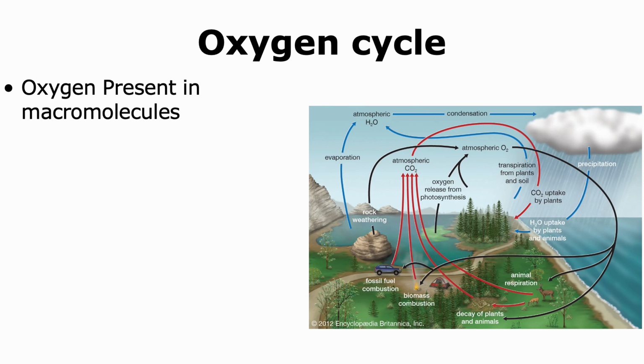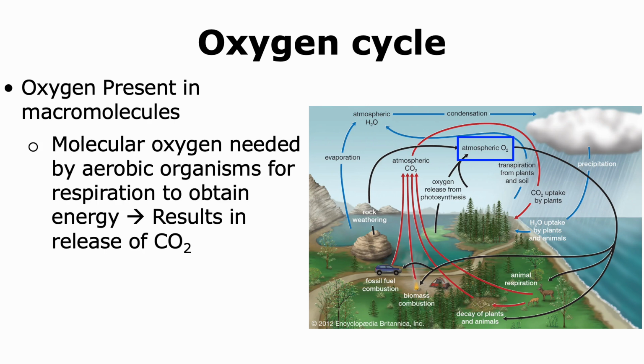Oxygen is an important component in living organisms because it is present in all macromolecules. Oxygen is present in the atmosphere as molecular gaseous oxygen. It is needed by all aerobic organisms for respiration purposes. Respiration allows organisms to obtain energy. Animals, plants, fungi, and many different microbes perform respiration where they use oxygen.